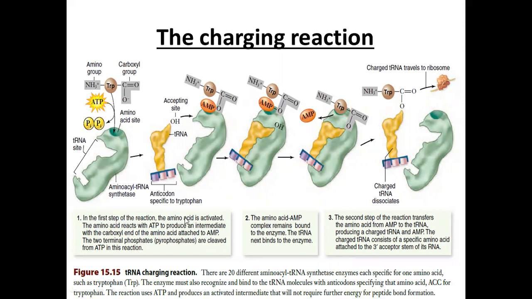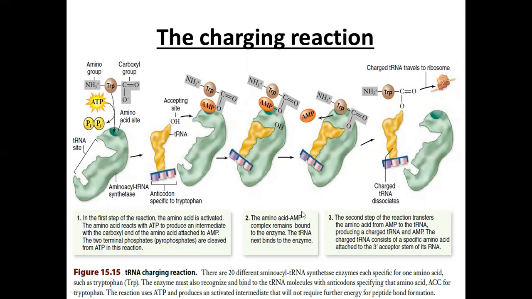So in the first step of the reaction, the amino acid is activated. It reacts with ATP or GTP to produce an intermediate with the carboxyl end of the amino acid attached to AMP. And then the two terminal phosphates are cleaved from ATP during this reaction. This is the diagram simply showing this process of the charging reaction.